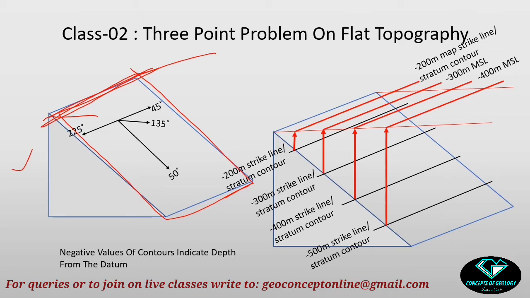If my north direction here is this one, this angle is measured as 45 degree, and this angle will be 45 plus 180, that means 225 degree. So this is the strike, or this is the orientation of the inclined plane. On which plane is the orientation measured? Again I am saying this is in a horizontal plane.